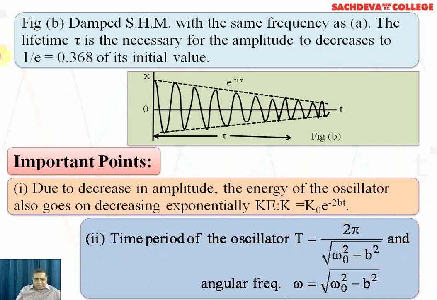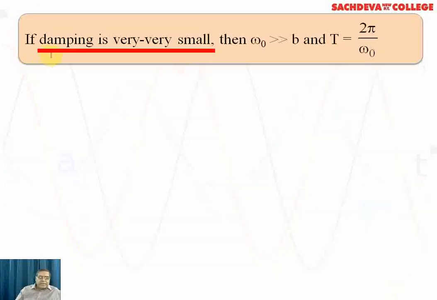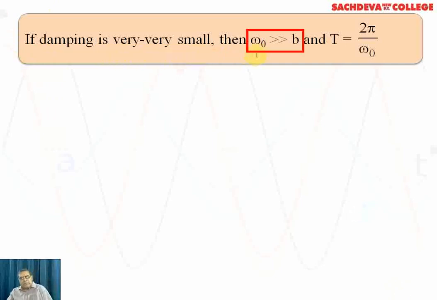Now, the second concept: the time period of the oscillator is T = 2 pi over under root omega naught square minus b square, where b is a constant, and the angular frequency of the system is omega, which is equal to under root omega naught square minus b square. If damping is very, very small, then omega naught is much greater than b, and in that case the time period will be 2 pi over omega naught.